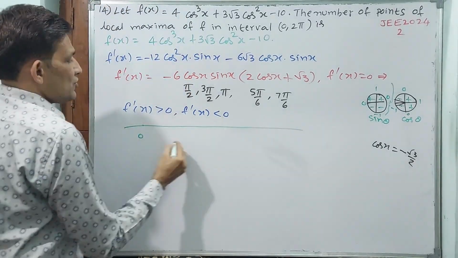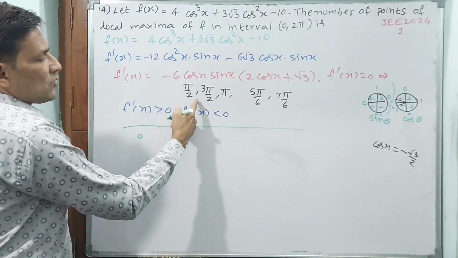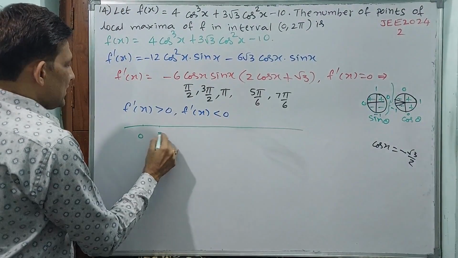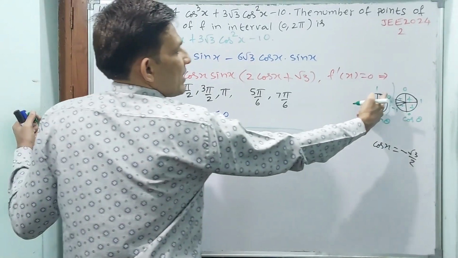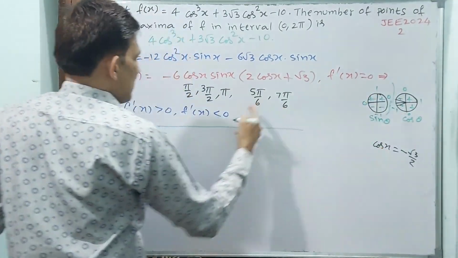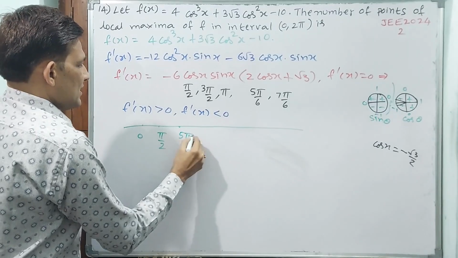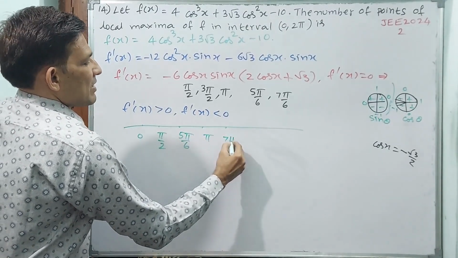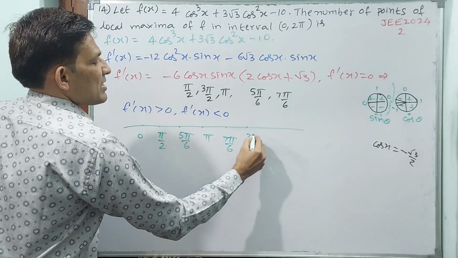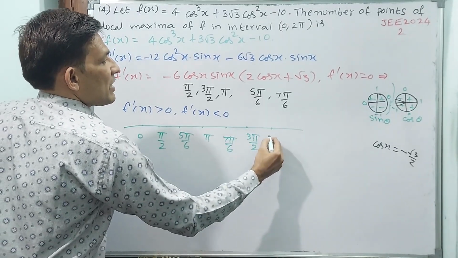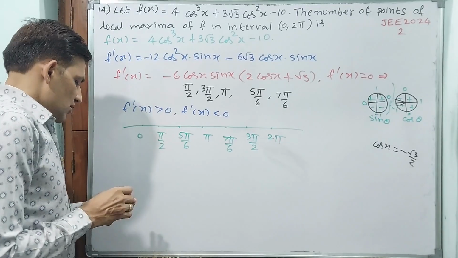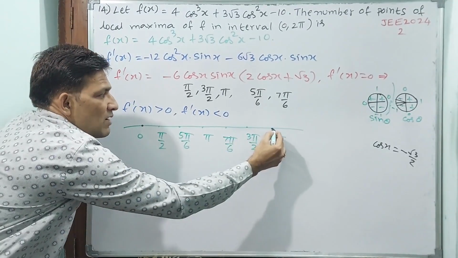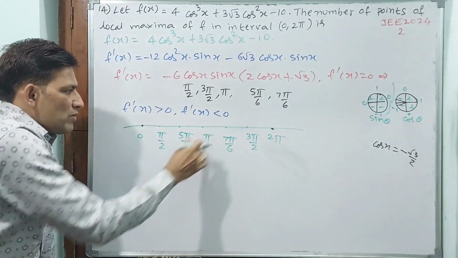See, this is 0, after 0, pi by 2. After pi by 2, 5 pi by 6. After 5 pi by 6, pi. After pi, 7 pi by 6. After 7 pi by 6, 3 pi by 2. After 3 pi by 2, 2 pi. Okay. These are the intervals. But these two, 0 and 2 pi, we are not taking. In between only we are taking.